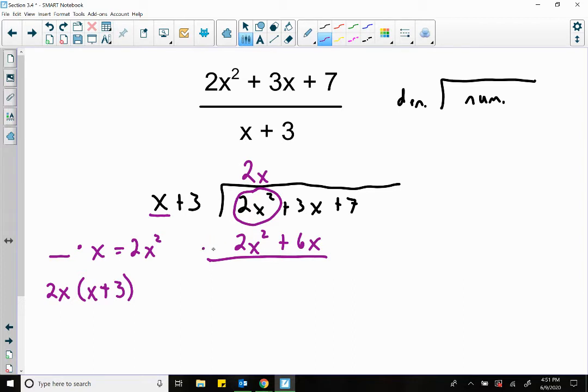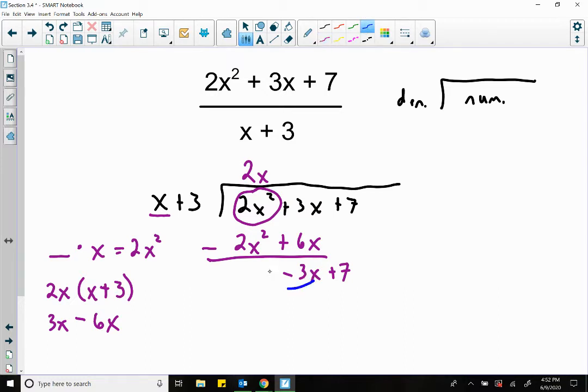And then what do we do? We subtract down. The x squareds cancel. And then this right here is 3x minus 6x. So what's 3x minus 6x? Negative 3x. And the plus 7 over here trickles on down. Trickle, trickle, trickle.